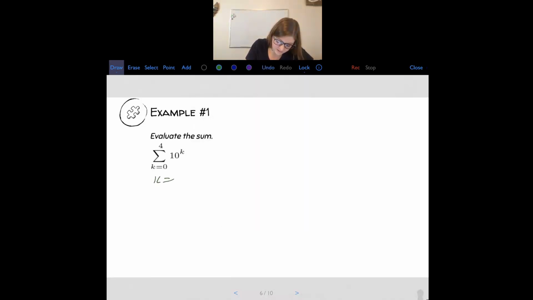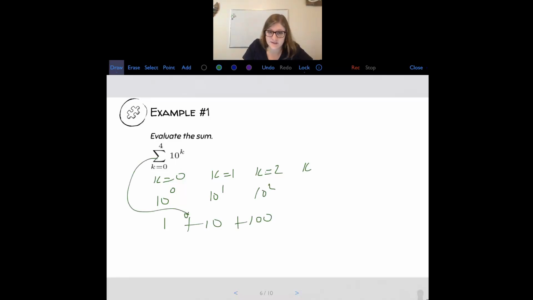So for k equals 0, we have 10 to the 0 power. Anything to the 0 power is 1. And we have k equals 1, so we have 10 to the first, which is just 10. And then we have k is 2, so 10 to the second, which is 100. Okay, and we're adding these up. That's what the sigma means, that we're adding all of these up.